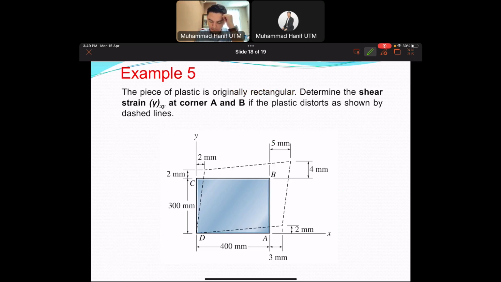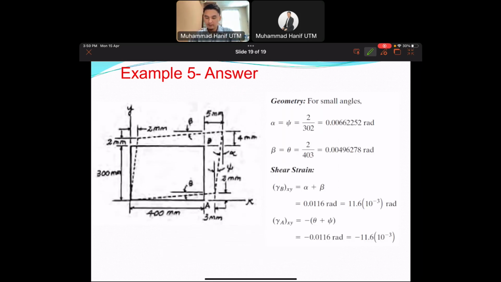I think this one is similar to what I explained before. You have to find the strain gamma xy at corners A and B. So A here and B here have different answers. The answer is there, very short, very straightforward. You can study by yourself. If you have any problem with this, inform me. If you want to discuss why we choose this length and so on, please let me know.